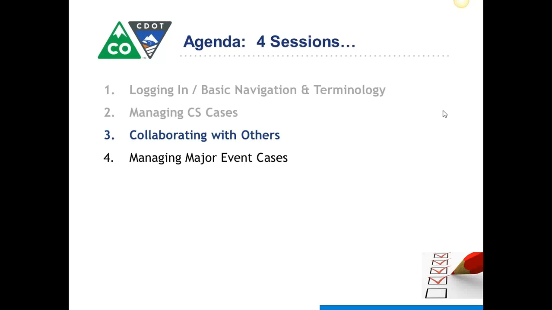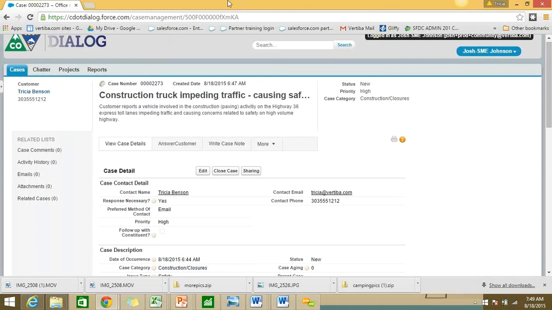So if you want to assign the case to another, maybe you need to assign it to one of the CDOT communications managers, or maybe it is related to a request of some sort that is not something that you as a contractor can help with, and you might need to send it to another. So we're going to cover those three topics in today's session. And then our fourth session will be a very short one talking about how to manage a major event case. So for now, let's go into Dialog one more time.